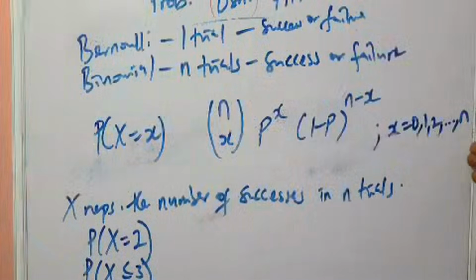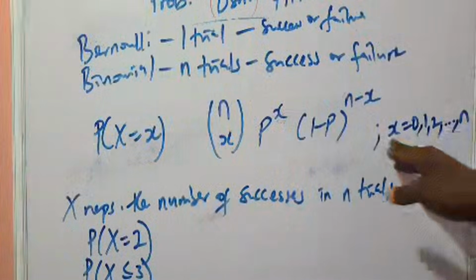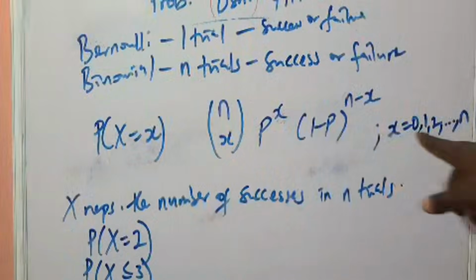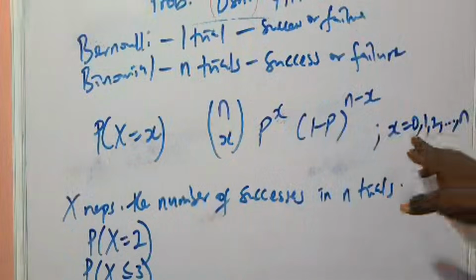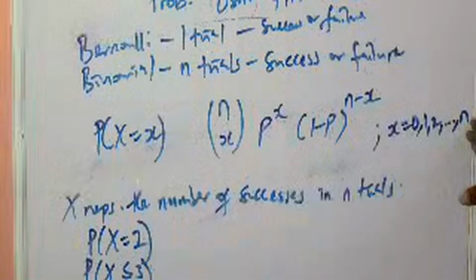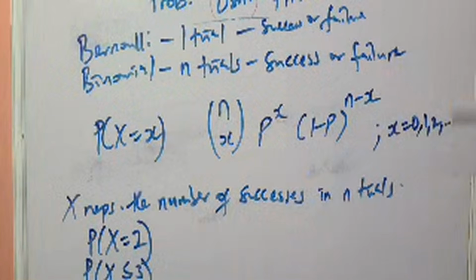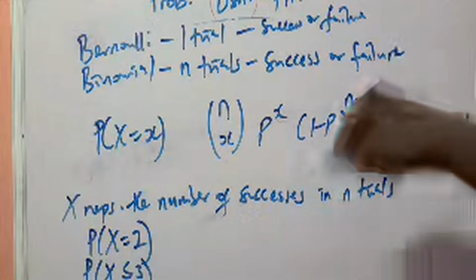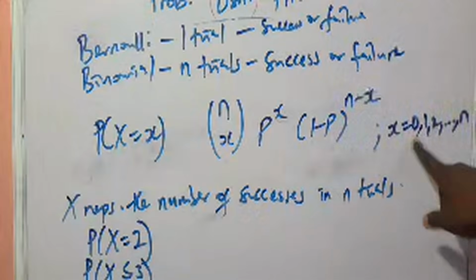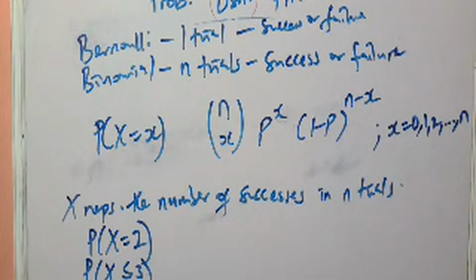If you are dealing with 20 trials, then x, the number of successes, could be 0. You could also have 20 successes. This is a random experiment; you don't have anything predefined. You can toss a coin 20 times and get a head 20 times, or get a head 0 times. So x must take values from 0 up until n, depending on the number of trials you are dealing with.